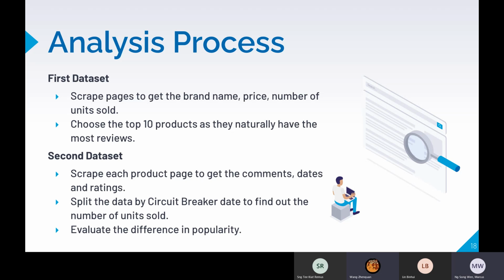Using the dates, we can split the data by the circuit breaker date, which is 7 April, and ultimately find out how many units were sold before and after the circuit breaker, and hence we can evaluate the difference in popularity of this certain product.